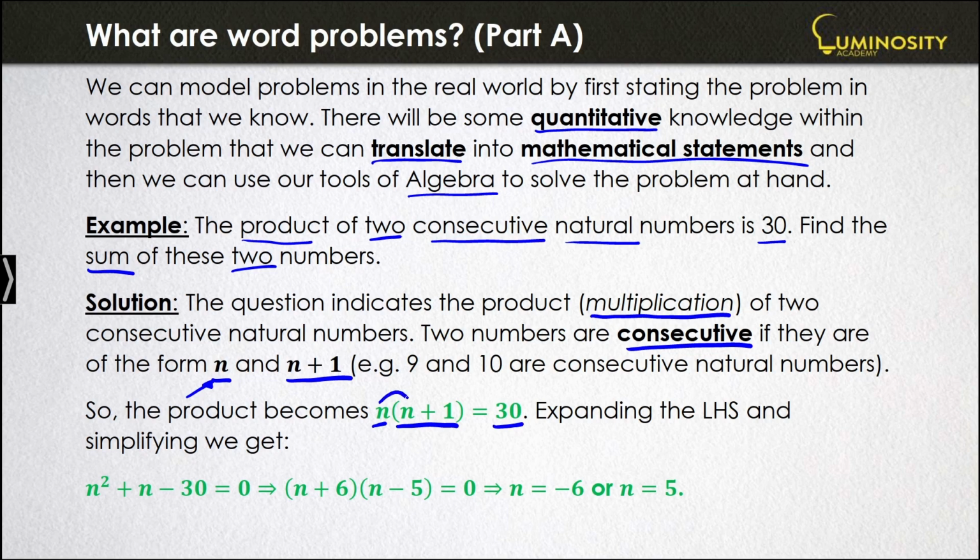So using FOIL, or the distributive law of algebra, n times n is n squared, n times positive 1 is positive n, and we subtract the 30 over to get minus 30, and that equals 0. So now we have it in the general form that we can solve it in. So if we factorize this expression, we will see that it factorizes into n plus 6 times n minus 5 equals 0, right? From these factors, we can then conclude that n must be negative 6, because that'll make that factor equal to 0. And n can equal positive 5, which will make this factor equal to 0.